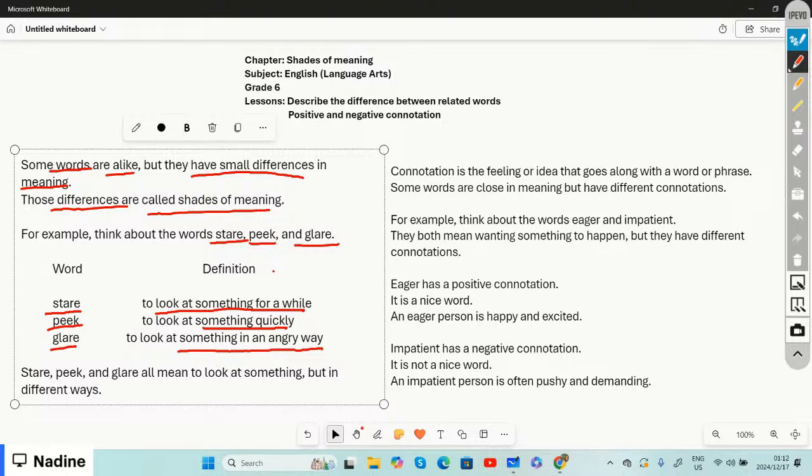And also, if you are glaring at something, you are looking at something. It's just that you're looking at something in a different way. So all three of these words mean you are looking at something. It's just that you're looking at something in a different way. That is what it means.